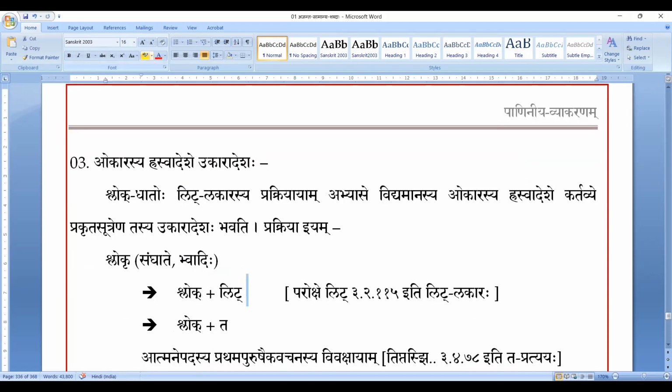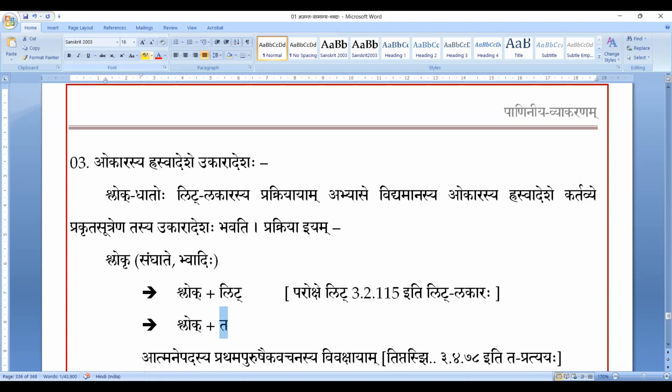So shlok plus lit, Parokshe lit, the sutra. In what sense is lit used? Parokshe. Parokshe means it is not pratyaksha, it happened long before. Iti lit lakara. So lit, pratama vibhakti, and shlok is atmanepadi dhatu. So pratama purusha ekavachana pratyaya is ta. So we are deriving the pratama purusha ekavachana rupam of shlok dhatu, lit lakara rupam.